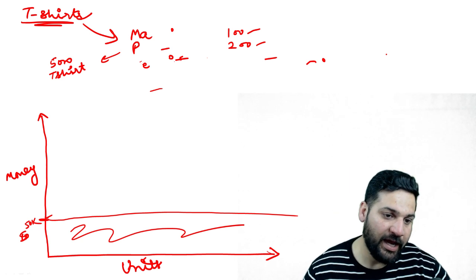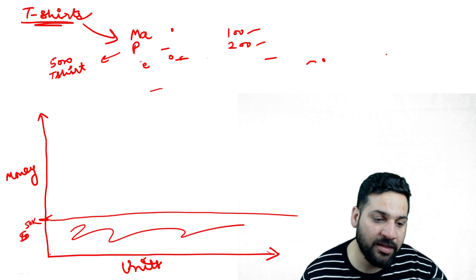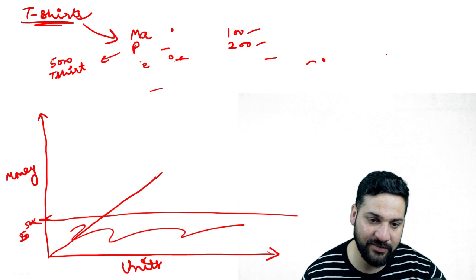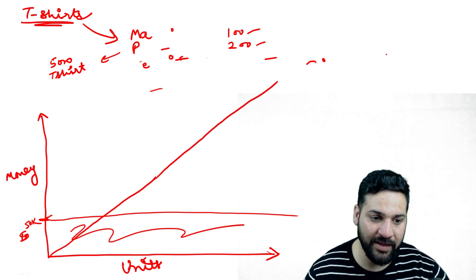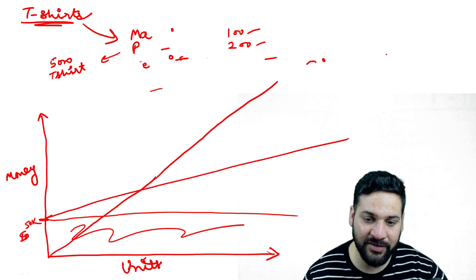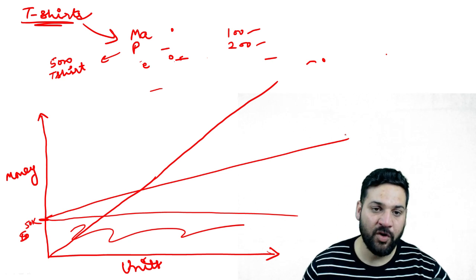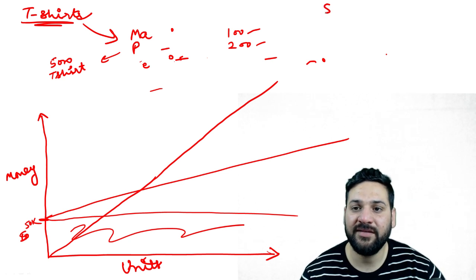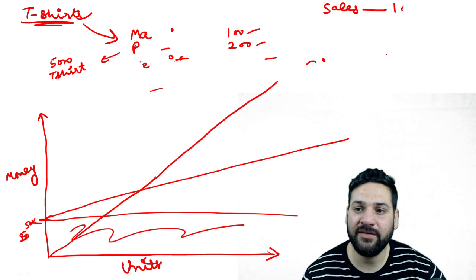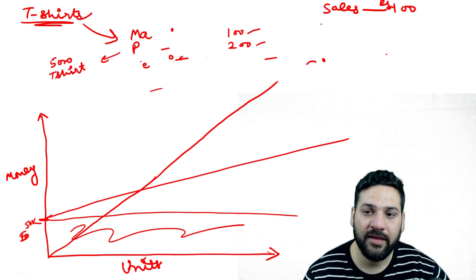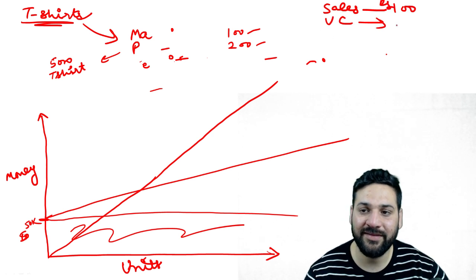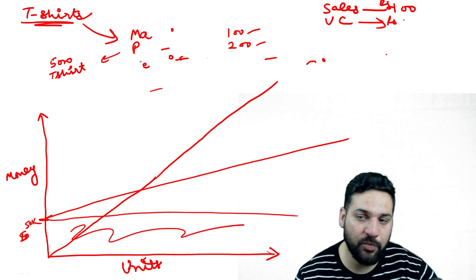Okay. And now let's say that's how the sales price is going, and that's how the variable cost is going. Obviously, let's say the sales price is rupees 100. Okay, the variable cost is, let's say, rupees 60.